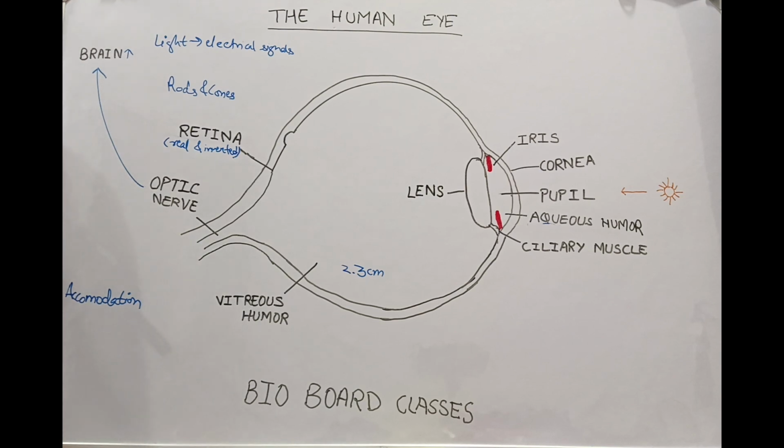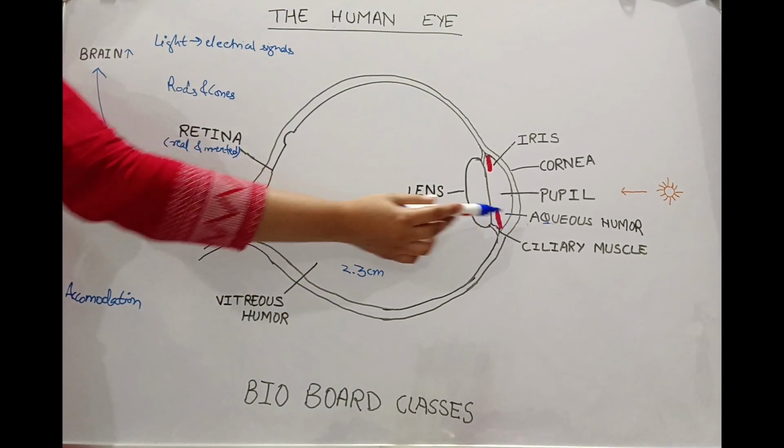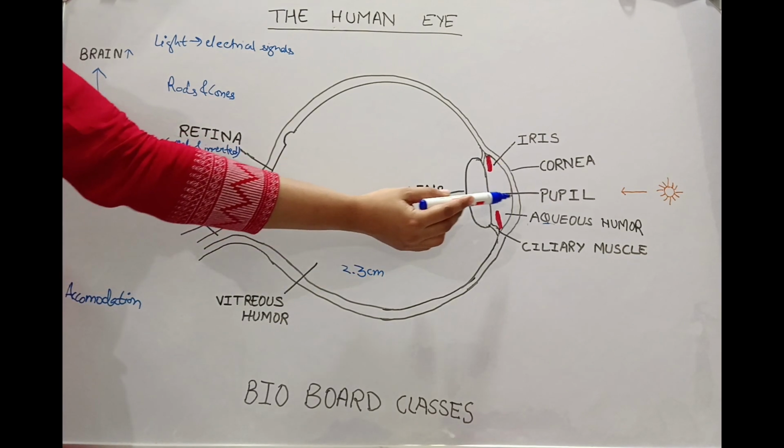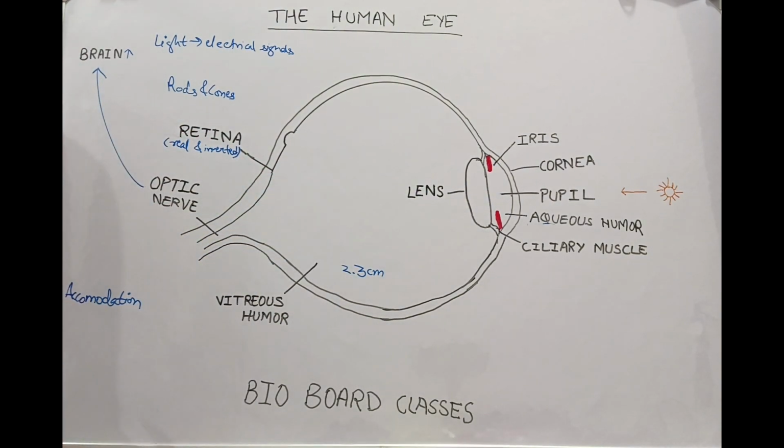Inside our eye, there are two clear jelly-like or watery fluids that help maintain its shape and function. First is aqueous humor. Aqueous humor is a clear watery fluid found in the front part of the eye between the cornea and lens, and its function is to provide nutrients to the lens and cornea because they don't have their own blood supply, and it also helps in maintaining eye pressure and keeping it healthy.